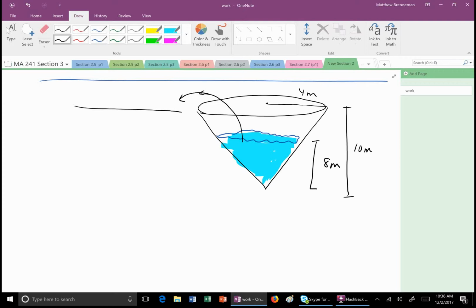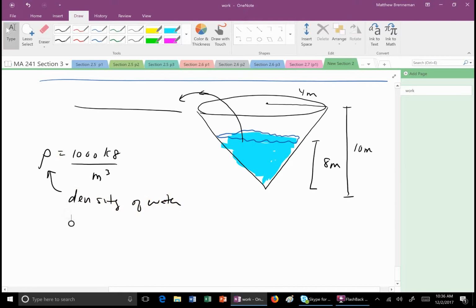the density of water. And it's 1,000 kilograms per meter cubed. This is how we write density. This is what we write for density in physics and engineering. Just remember this is a Greek letter, rho.